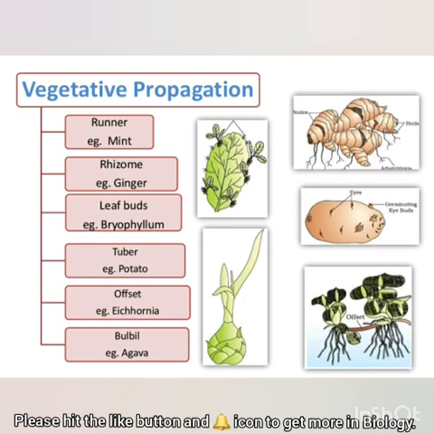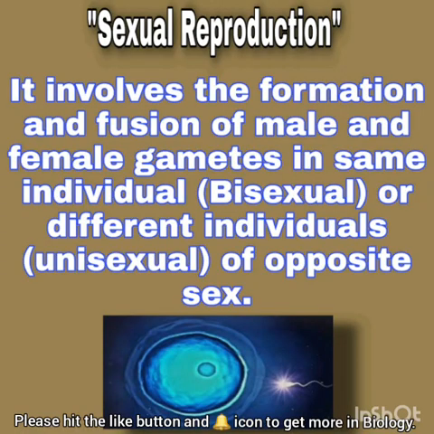Vegetative propagation is the type of asexual reproduction in case of plants. It takes place by runner in mint, by rhizome in ginger, by leaf buds in Bryophyllum, by tubers in potato, by offset in Eichhornia, by bulbil in agave, etc. Now come to the topic sexual reproduction. Actually, it involves the formation and fusion of male and female gametes in the same individual if it is bisexual, or in different individuals if they are unisexual of opposite sex. So this was the common difference between asexual and sexual reproduction.